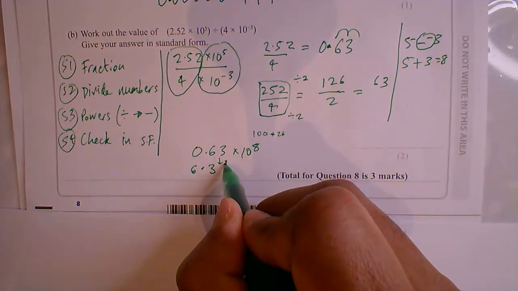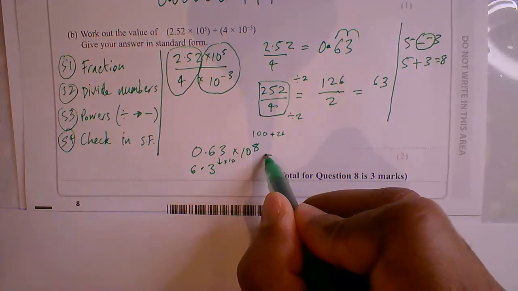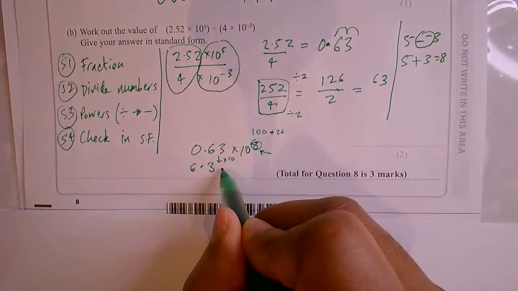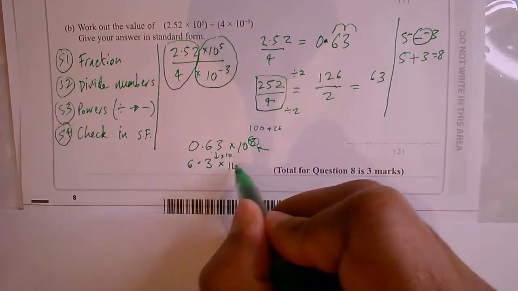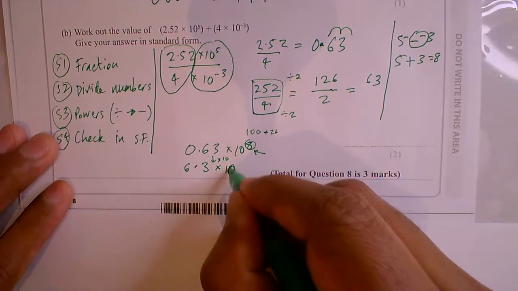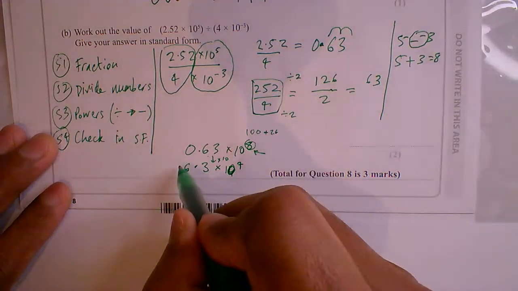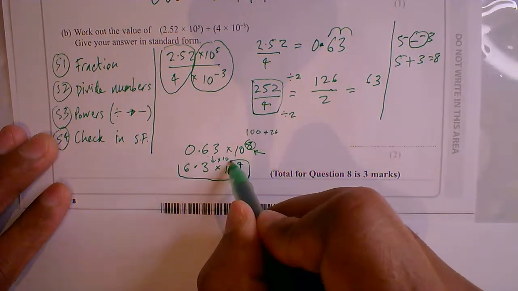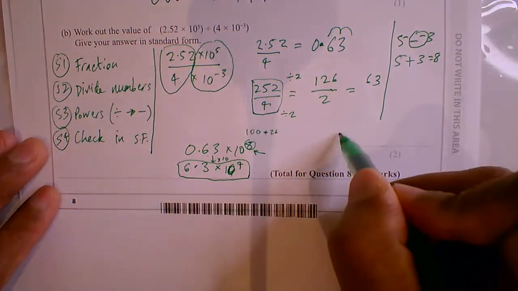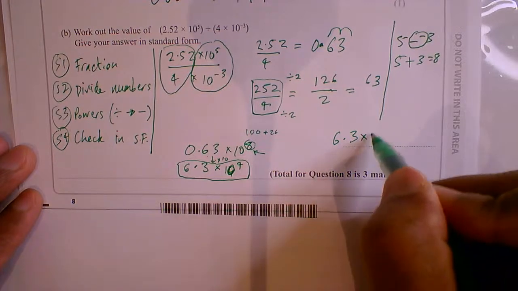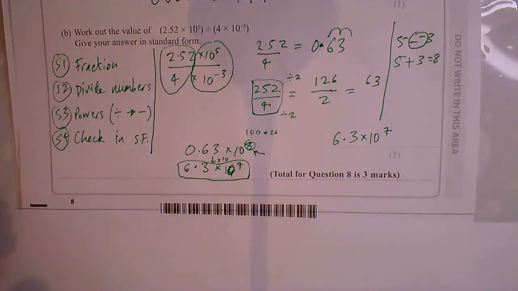Because I've multiplied it by 10, I need to bring a power of 10 down. So this now becomes 6.3 times 10 to the power 7. So squeezing it in here. So my final answer is 6.3 times 10 to the power 7.